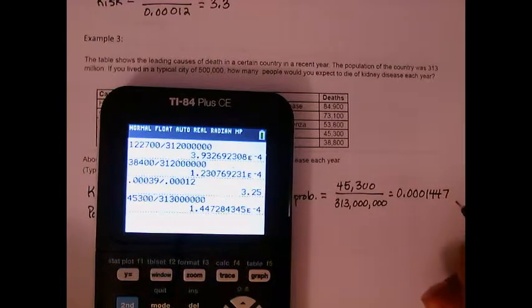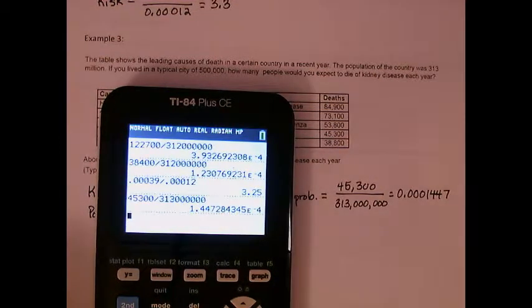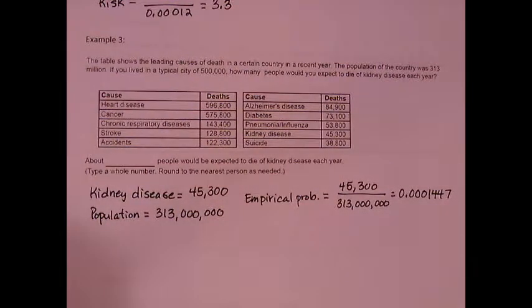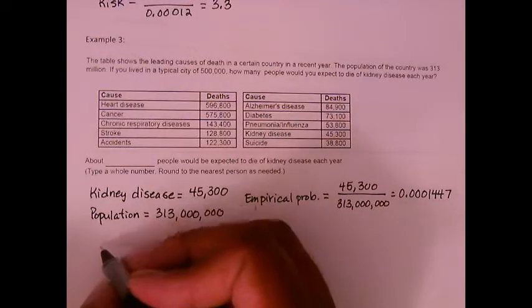I'm going to carry this out to 0.000147. That'll be as far as I'll go with that. That's the empirical probability. Now, it does say here, if you live in a typical city of 500,000, how many people would you expect to die of kidney disease each year?